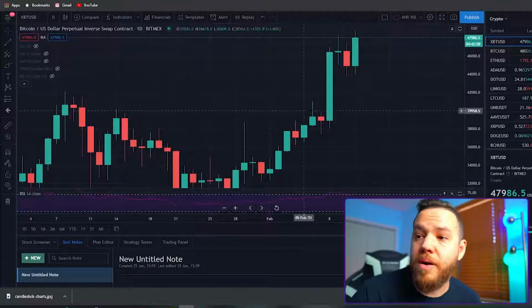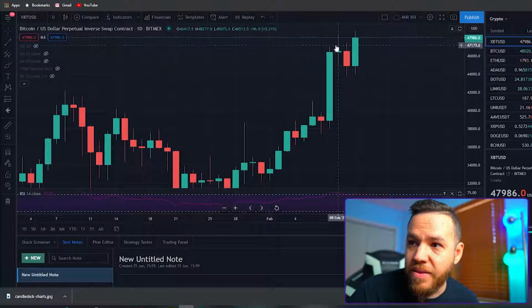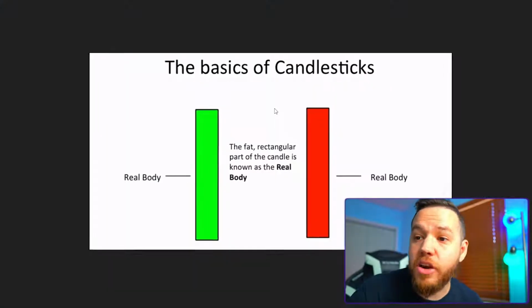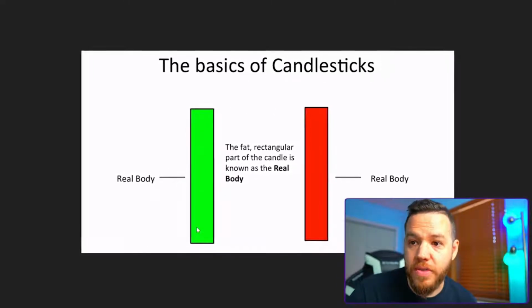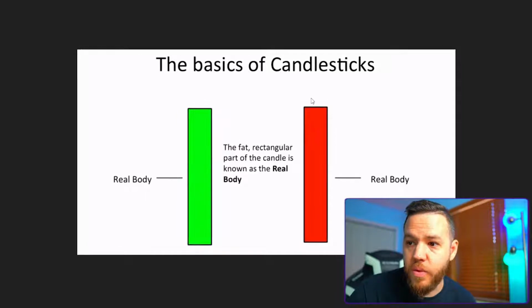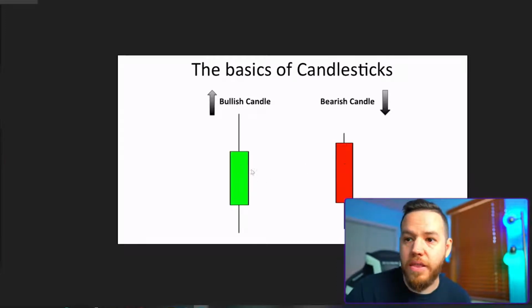So the next thing you're probably wondering is, why are some of these candles fat and why are some of these skinny with a little stick? The fat rectangular part of the candle is known as the real body. So this is the real body, this is the real body. Regardless of how long these little sticks are on either end, this is still the real body. It doesn't matter what color it is, green or red, these are still the real bodies, right?